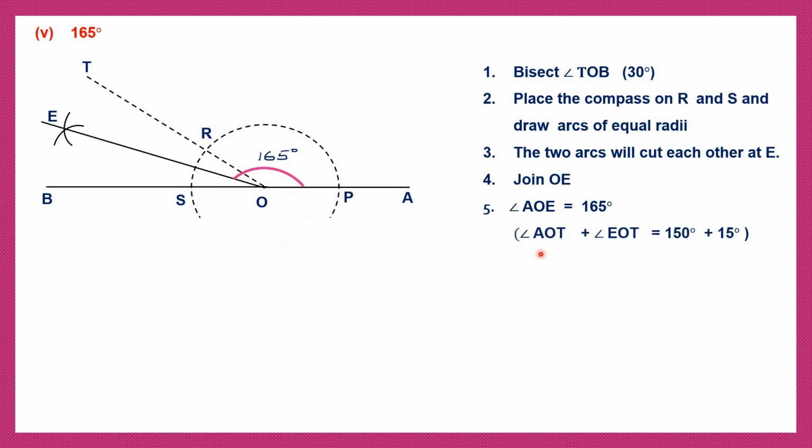Now, how did we get that? Angle AOT. AOT is 150 degrees. Then EOT is 15 degrees. When you add up both, you get 165. So that's how we got 165 degrees.